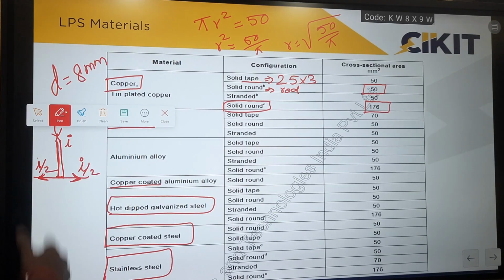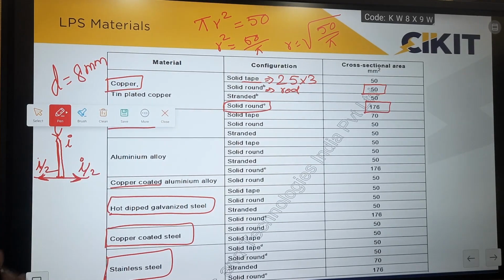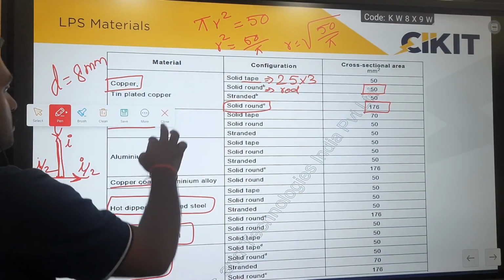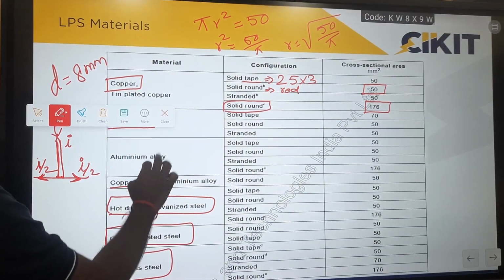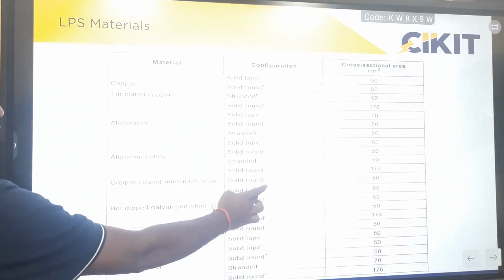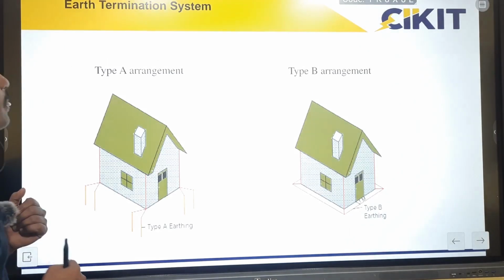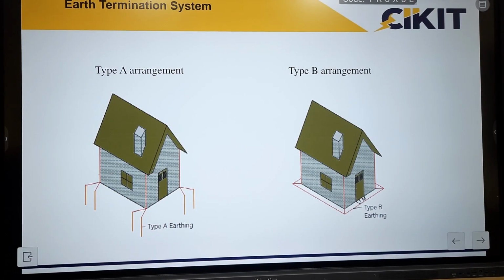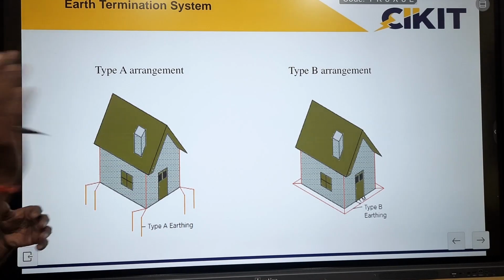So these are the materials that can be used and in different configurations for this air termination and the down conductor system. In this material, the aluminum should not be used below the ground level. So aluminum is not recommended for these earthing applications. So earthing system. So till now we have explained about the 2 main components. One is air termination system and the down conductor system. So the earthing system is responsible for dissipating this energy into the ground.